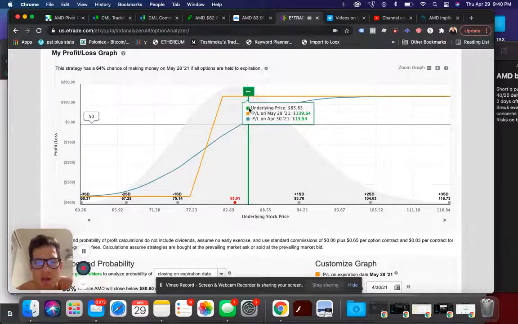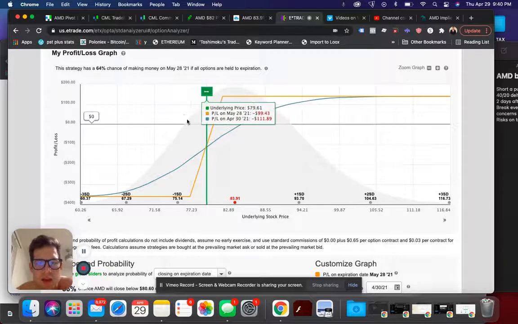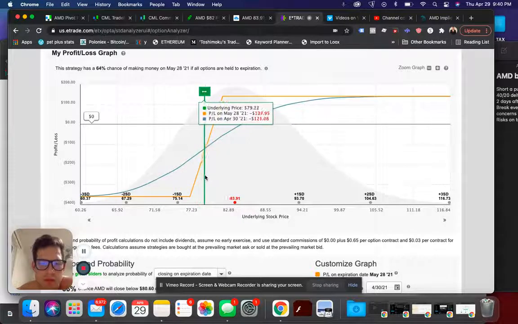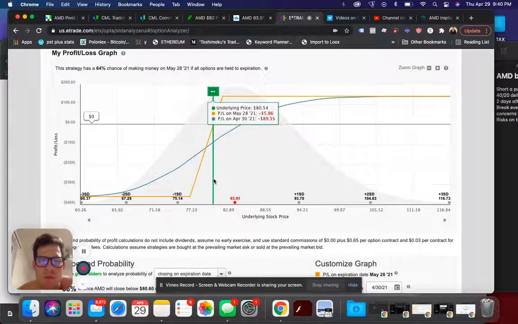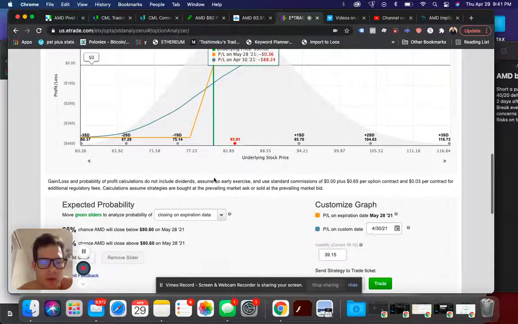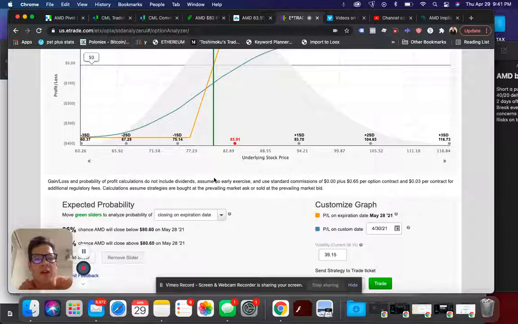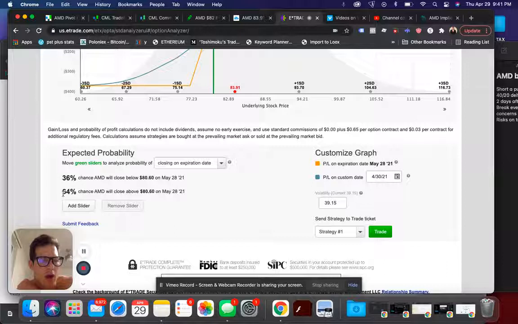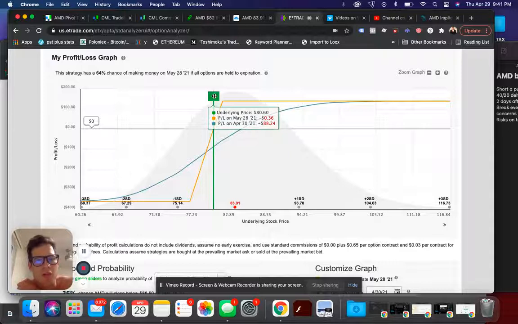The most we can make is the credit received, and we can lose about double. We can lose more than double, which, risk to reward, you want it more favorable than that. But when you're selling a credit spread out of the money, it's always going to be like that. Your risk reward is not going to be more than one to one. But if you look at our probability of profit, it's 64%. So we got that on our side. So it looks like 80.60 is our break-even point.